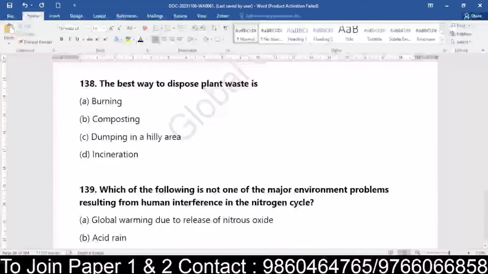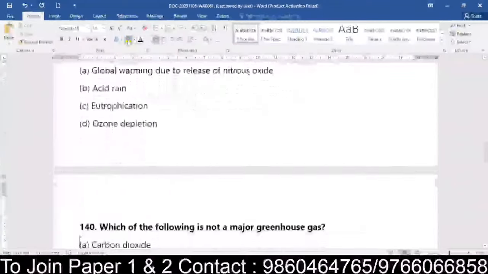So the best way to dispose the plant waste. So just remember what waste they are asking you about. The one which is best to dispose the plant waste is composting. Okay, so the answer is composting, right? Okay, coming to question number 139.